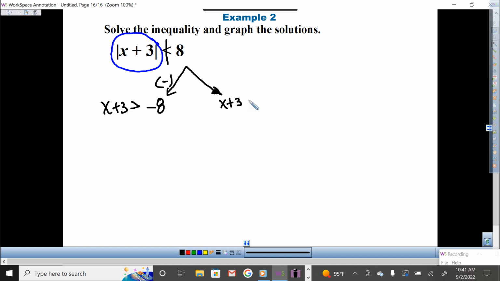Less than 8. Okay? So far so good? All right, Christina, go. Subtract 3, x greater than negative 11. Over here, subtract 3, x less than 5. Hands if you got that by yourself. All right, good. Graph, here we go.